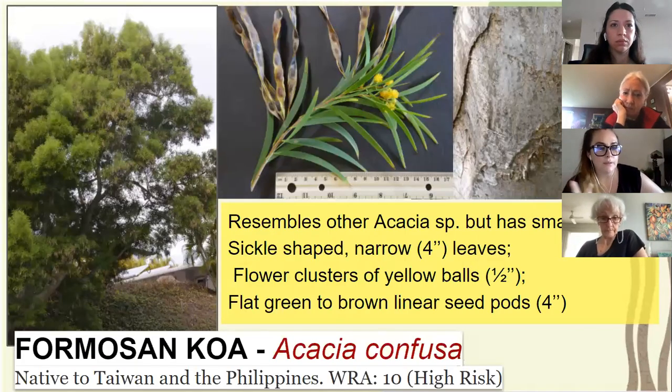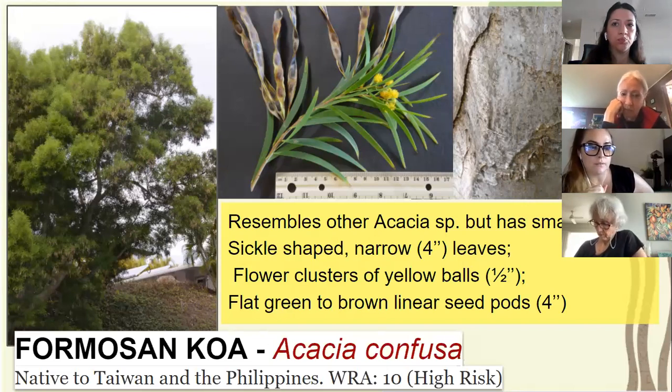So this resembles our koa, but it has a lot smaller leaves, like I mentioned. So far away, it just kind of looks like a big bushel, but up close, you get into those and see it. These are pretty invasive as well. They're on the Reed risk assessment. They're a 10, so they do really well in our environment, but sometimes it's a hazard to have that happen.